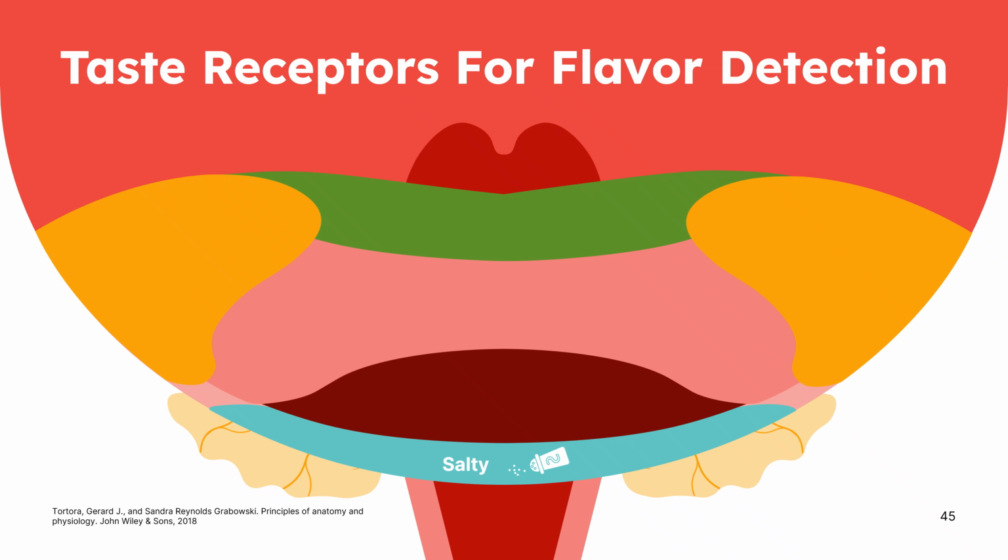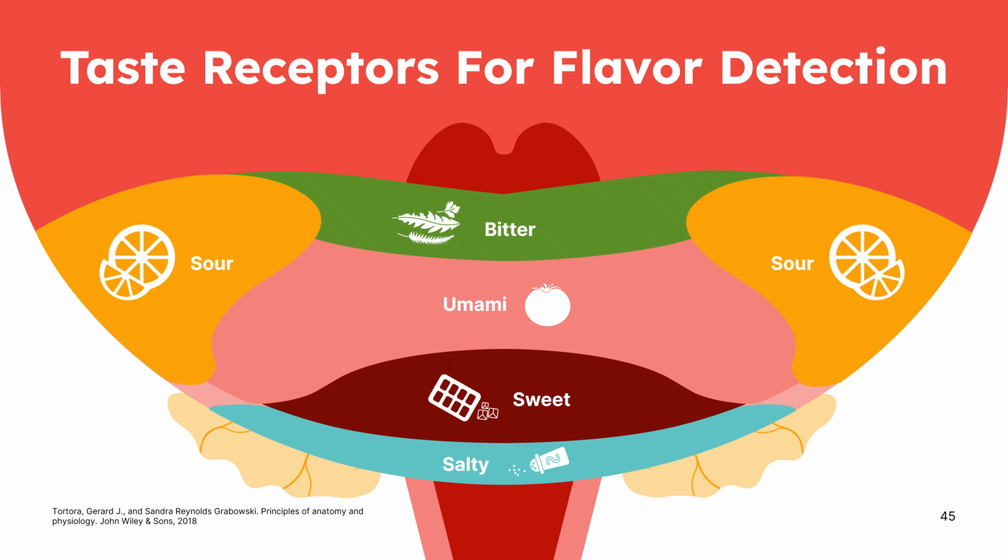Salty, triggered by sodium ions commonly found in salts. Sweet, associated with sugars and certain carbohydrates. Umami, a savory taste linked to glutamates in proteins. Bitter, often signaling the presence of alkaloids or toxins. And sour, which arises from acids found in fruits and fermented foods. These sensations play a crucial role in guiding dietary choices and identifying potential toxins.